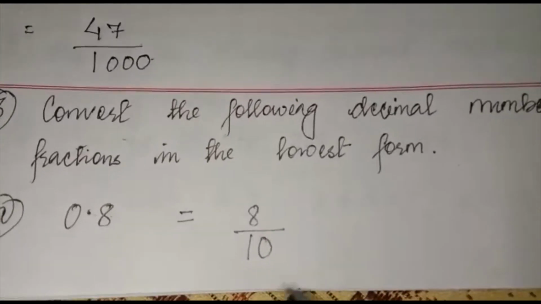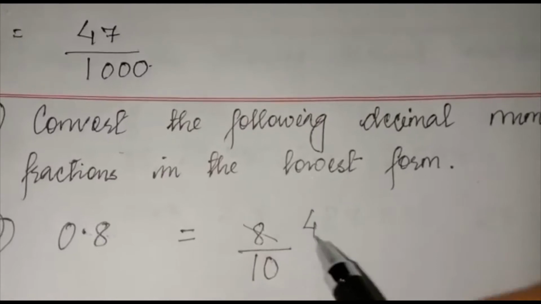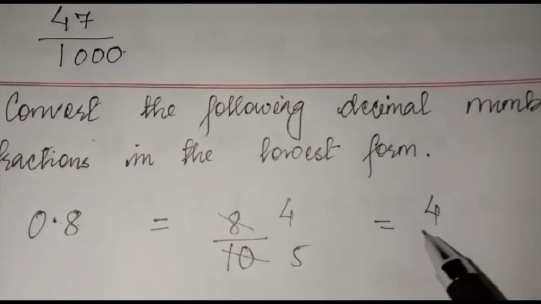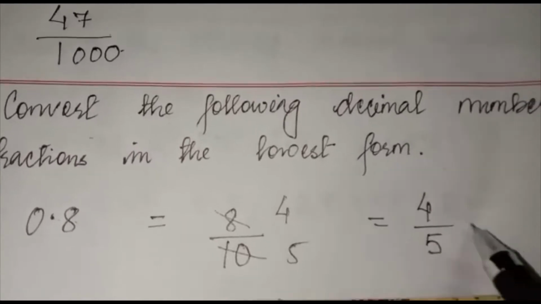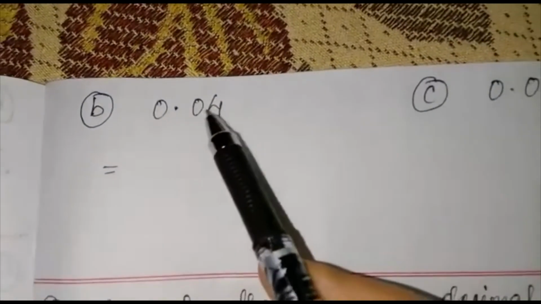Now you have to cancel this fraction. 2 4s are 8, 2 5s are 10. So the lowest form is 4 by 5. This is your answer. Now next is question number B, 0.04.